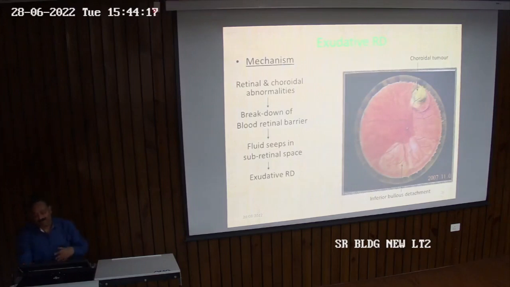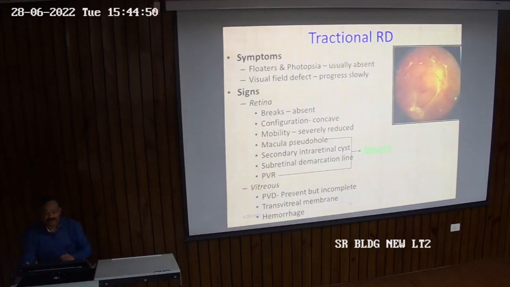Here you can see that there is a choroidal tumor on the upper part, and inferiorly there is a detached retina because of the exudations. So there are retinal and choroidal abnormalities which break down the blood-retinal barrier, and fluid seeps into the subretinal space and causes an exudative RD. This type of picture may change if the position of the patient is changed. When the patient is sitting or standing, the inferior part looks detached. If the patient is lying, then the posterior pole or the superior part may become detached.